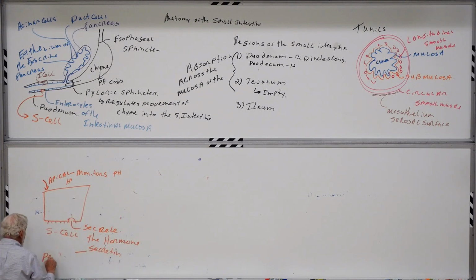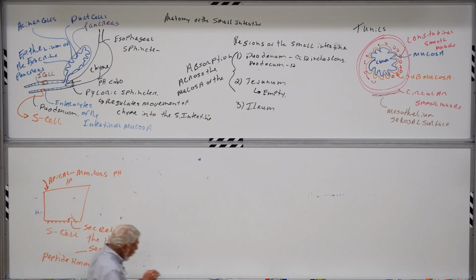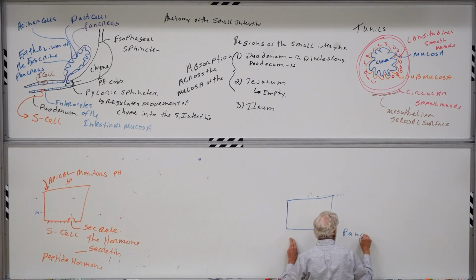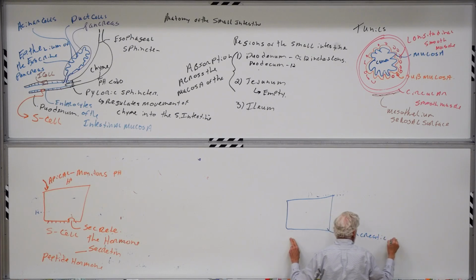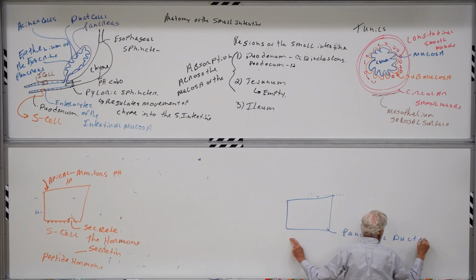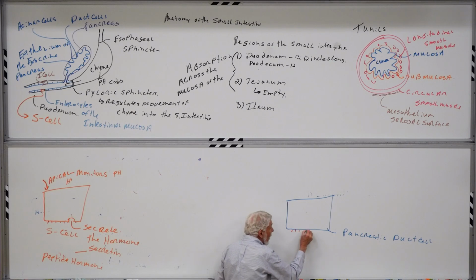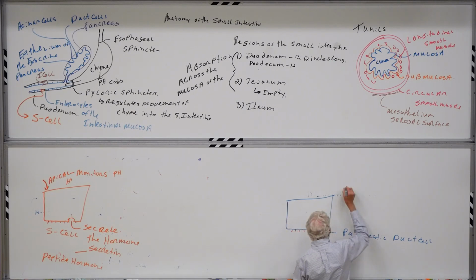Secretin is a peptide hormone. Over here, I'm going to put in blue, this is going to be a pancreatic duct cell. Again, it's an epithelial cell, so it sits on a basal lamina. And it has a corresponding apical surface.